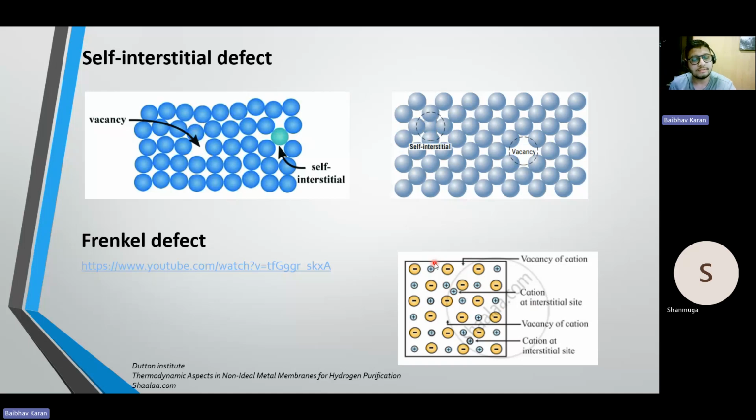More about this we'll be discussing in the further lectures. So for these Frenkel defects and self-interstitial defects, the fraction of the defects which are present can also be found out with the help of thermodynamics. And the problems related to these defects, we'll be doing in the next couple of lectures.